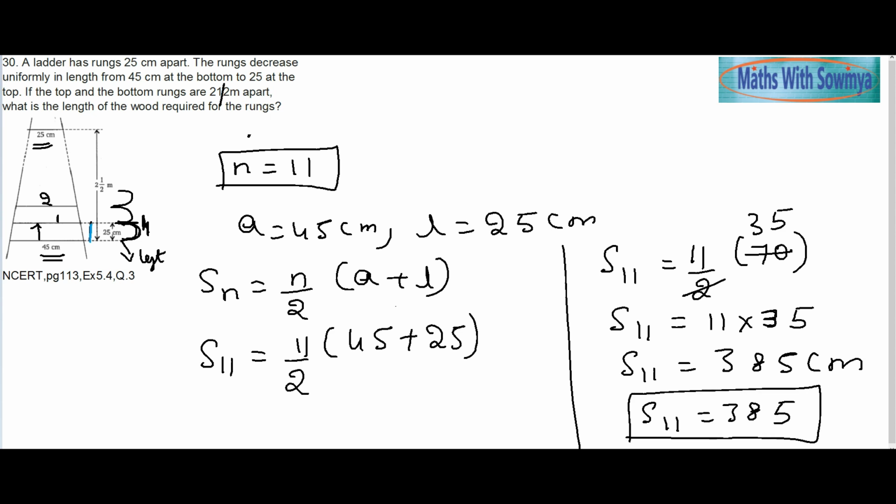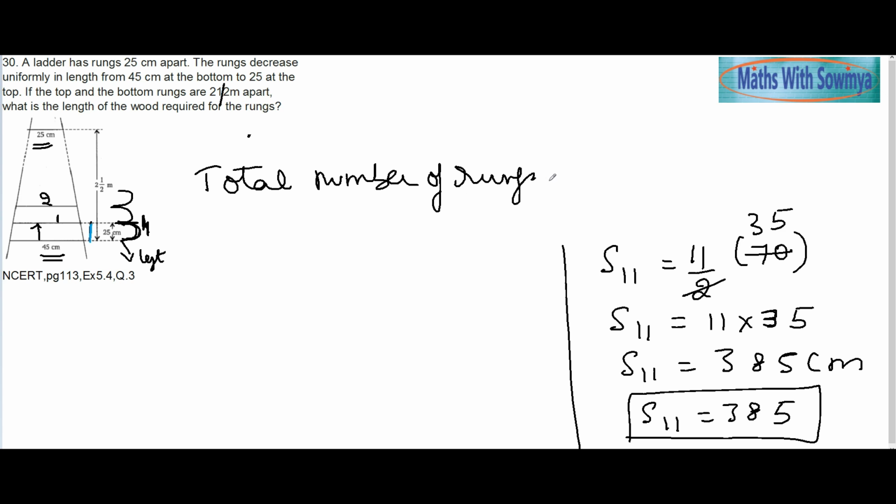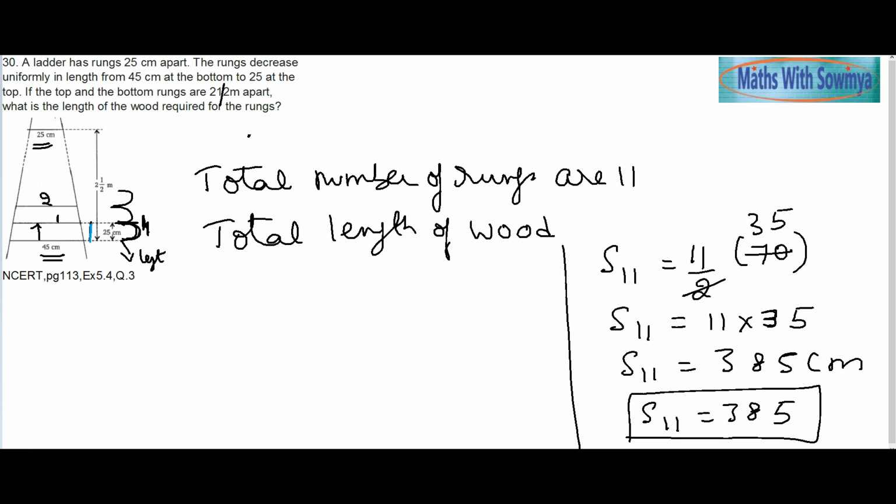We can give the answer. The total number of rungs we have to find: we got 11 rungs. And the total length of wood required is 385 centimeters.